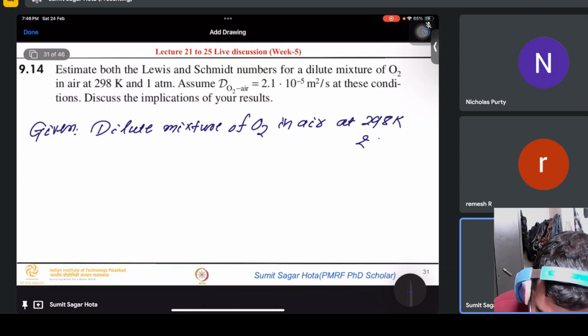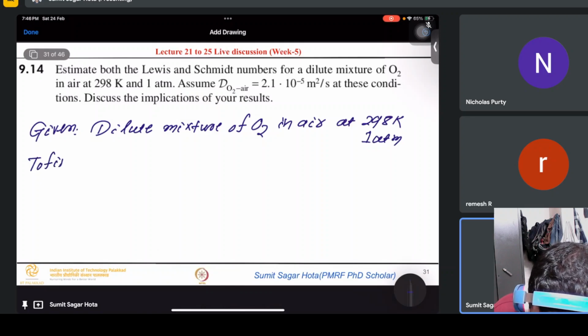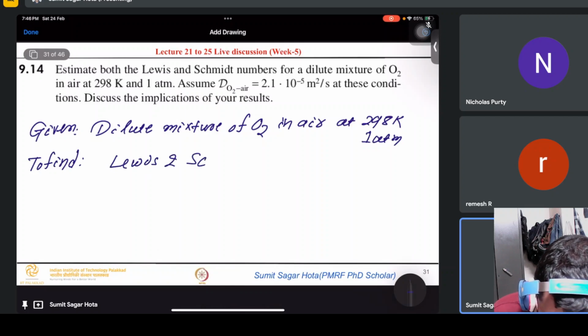Oxygen and air already are diluted. In one statement you can say simply where the oxygen is; in air also oxygen is there. So, what we need to find is the Lewis number and Schmidt number.